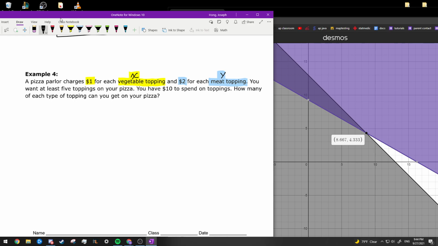If you want to have at least 5 toppings on your pizza, you have to spend $10 on toppings. This is going to be an expensive pizza. How many of each type of topping can you get on your pizza? So I have to represent an equation first and solve it, because it's not asking me to write a system of inequalities to represent the situation. It asks how many of each type of topping you can have, so you have to give me an answer. Well, first I have to write my equations. If I don't have my equations, I can't write it in Desmos.